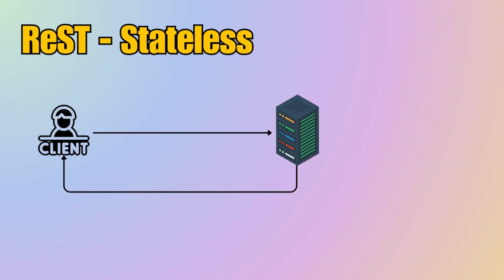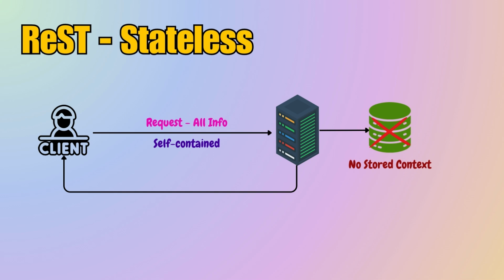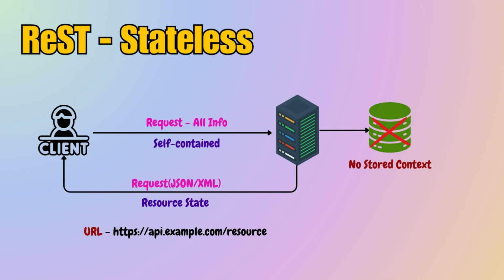REST is stateless. Each request from client to server must contain all the necessary information to understand and complete the request. The server does not store any client context between requests. REST emphasizes resources and their state. Resources are identified by URLs. Resource state is transferred over HTTP in a textual representation like JSON or XML.